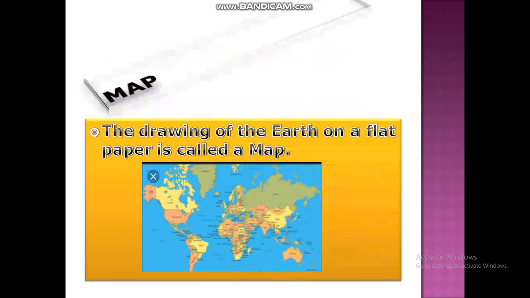The drawing of the earth or a portion of it on a flat paper is called a map. It can be drawn on any flat surface.